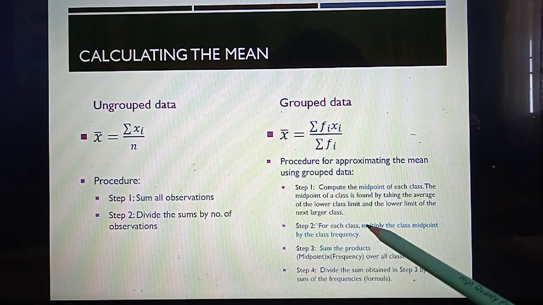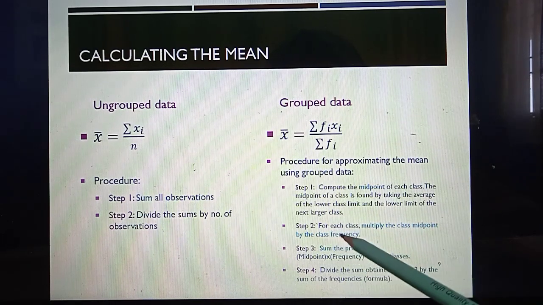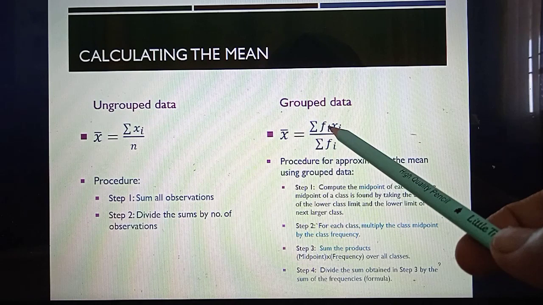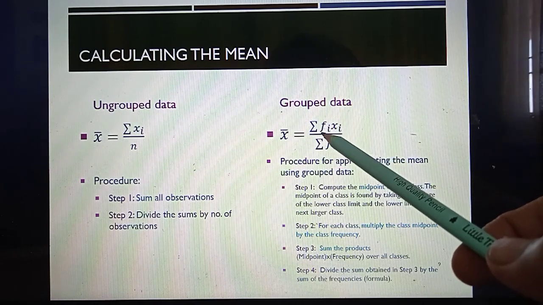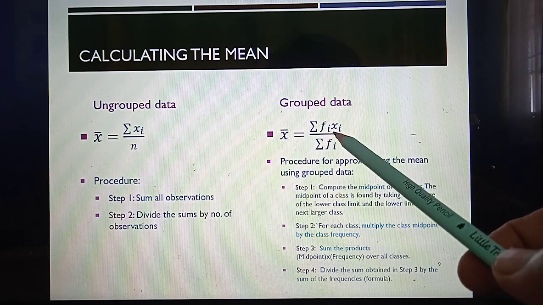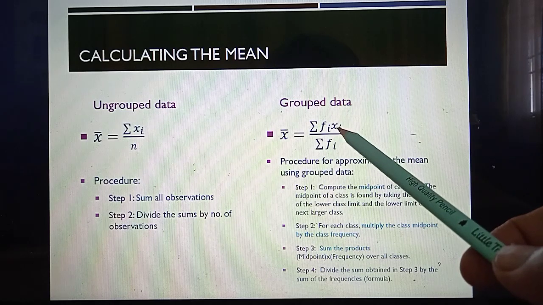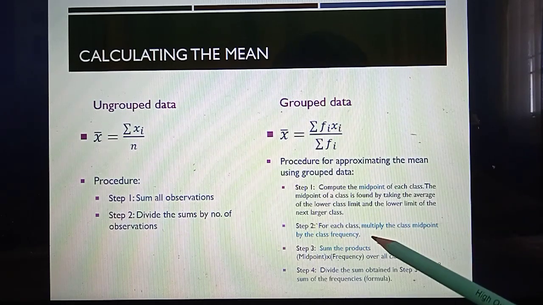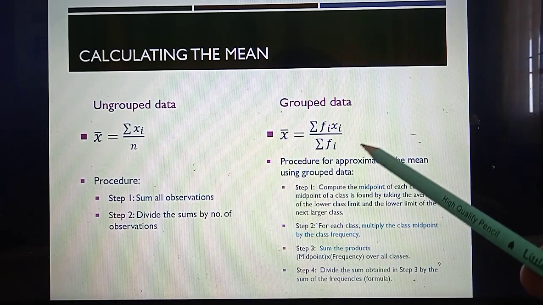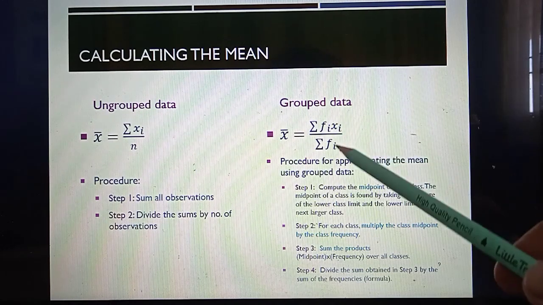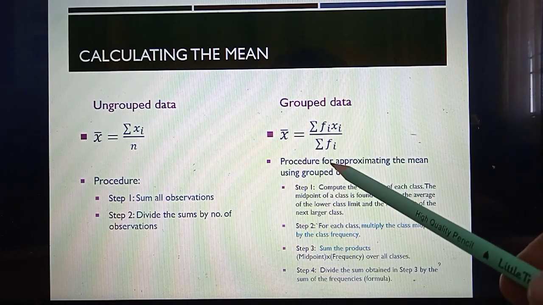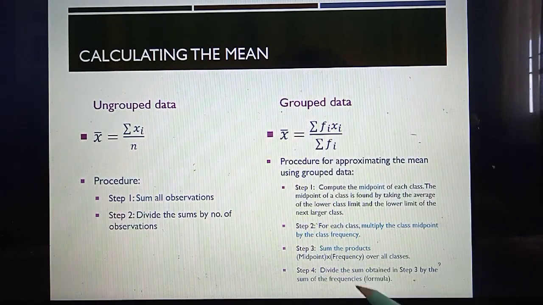Okay, step 2, multiply the class midpoint by the class frequency. Each class category will have a frequency, given by F1, the frequency for class 1, F2 the frequency for class 2. X1 is the midpoint for class 1, X2 is the midpoint for class 2 and so on. Now sum the products: F1 X1 plus F2 X2 plus F3 X3 and so on. And then divide by the total of the frequencies. The total frequency is normally the number of observations.